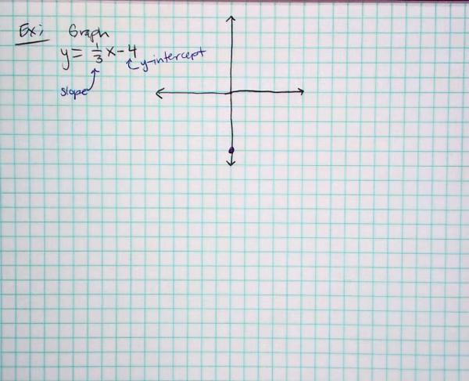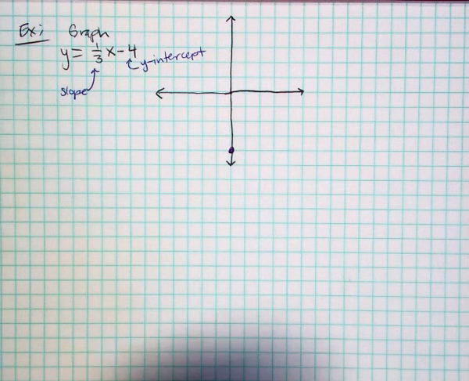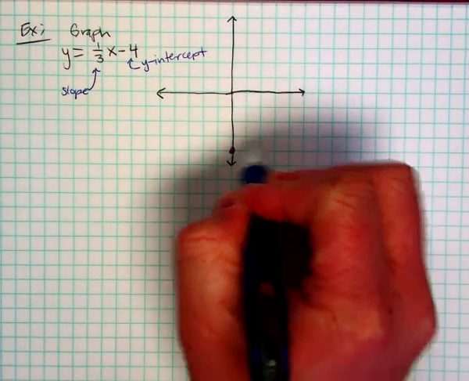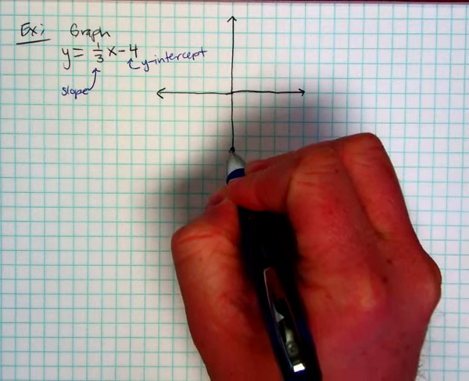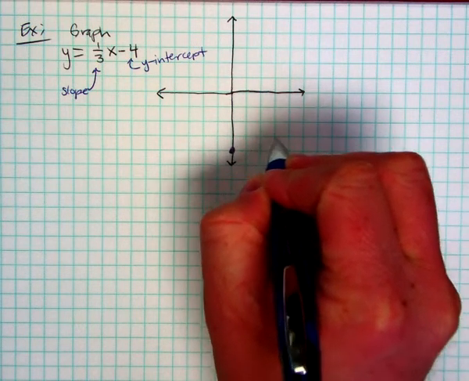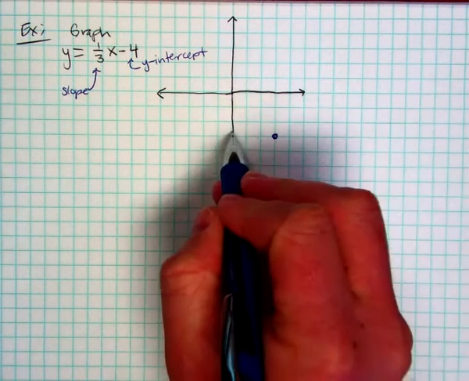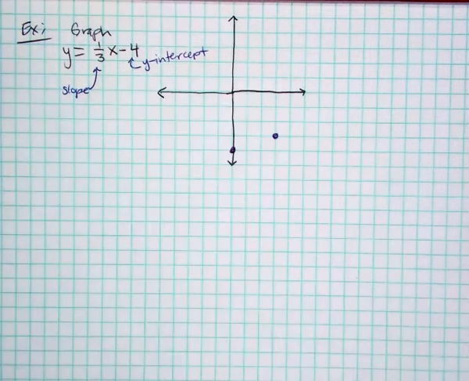This is a positive 1/3. So someone raise your hand and tell me, if it's a positive 1/3, what do you think I should do? Emily? She says up 1 and right 3. Up is positive, right is positive, and 2 positives still make a positive. So that'd be great. Up 1 and right 1, 2, 3. Rise over run. Up 1 over 3.